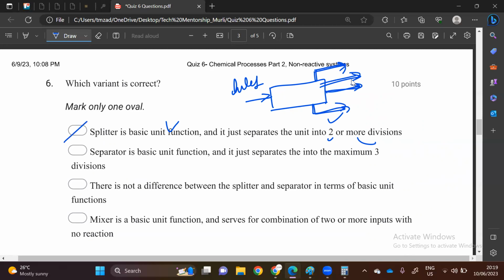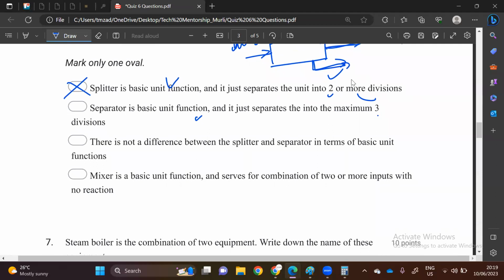The first one is correct, note. Separator is a basic unit function, yes. It just separates into the maximum 3 divisions. So most probably it's asked about the distillation column, not separator, because a separator, for example, a fractionation column, is also one example for separators. So a fractionation column has approximately 10 or 15 outlets. It will be 15 divisions. At each stage, for example, it separates C1, C2, C3, C4, then it will be going like C70 or C80 like this, bitumen, asphaltene.